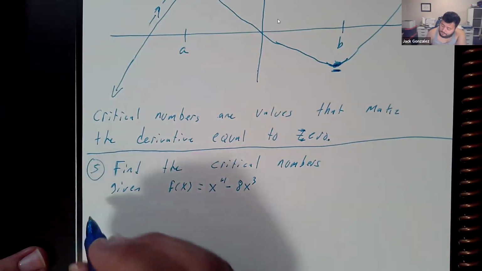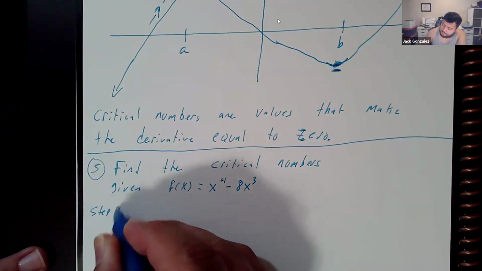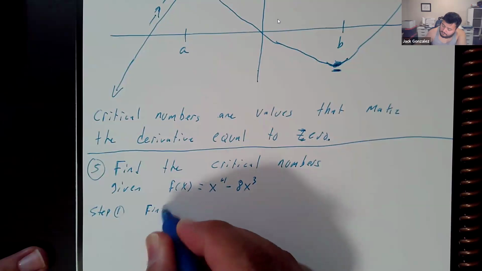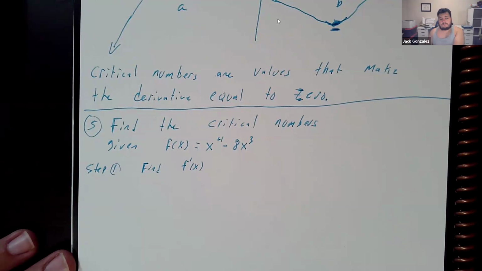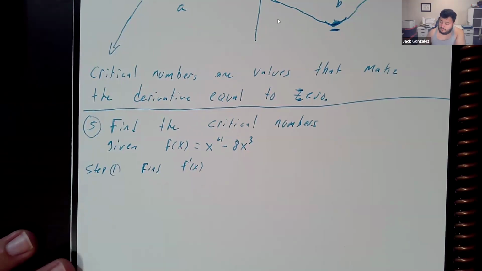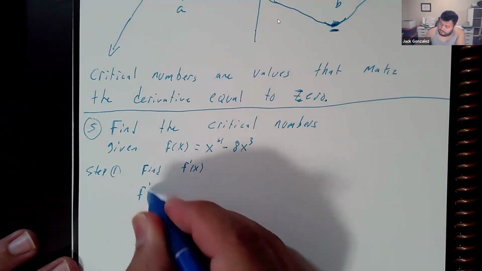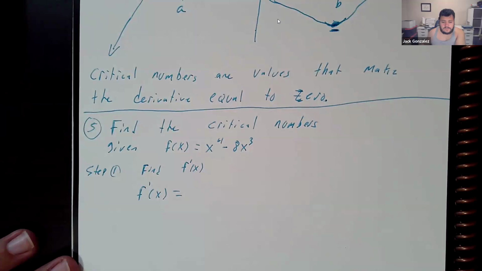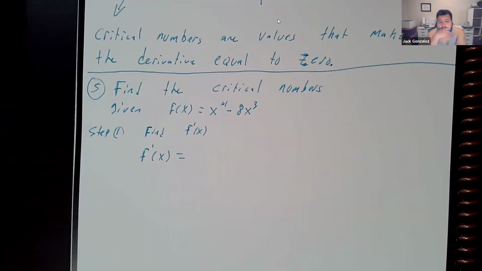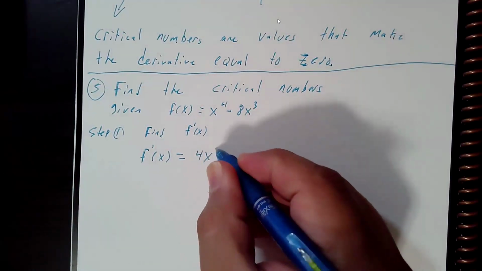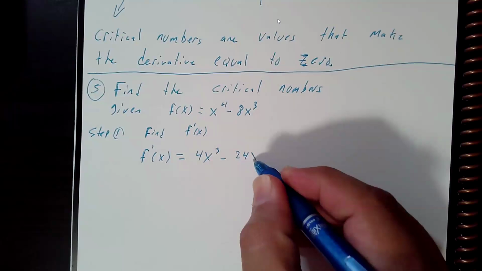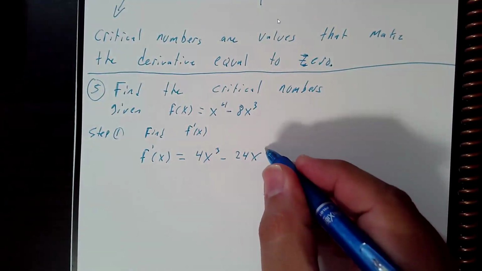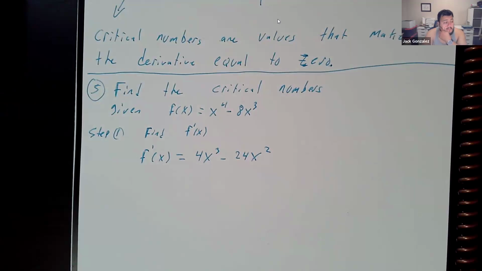So step 1, in order to find them, is find f prime. So what is my first derivative? What do y'all are pros at this point? You just took test 2, I assume, or about to. It's gonna be 4x to the third minus 3 times 8. That's gonna be 24x to the 2. Yeah. So there it is.